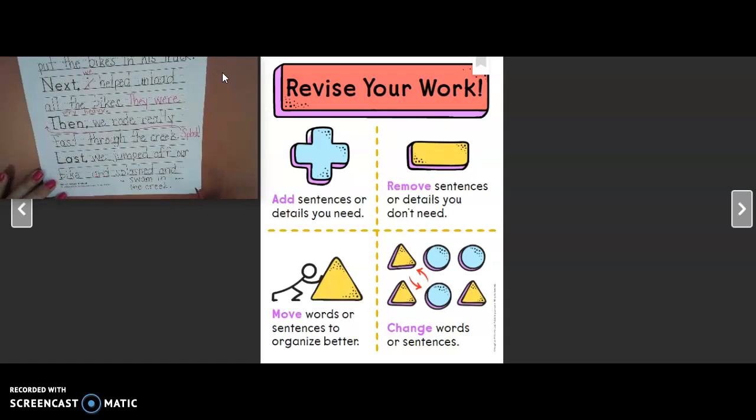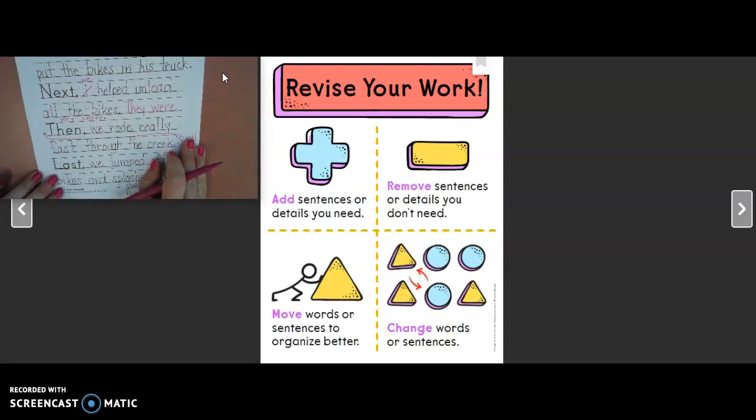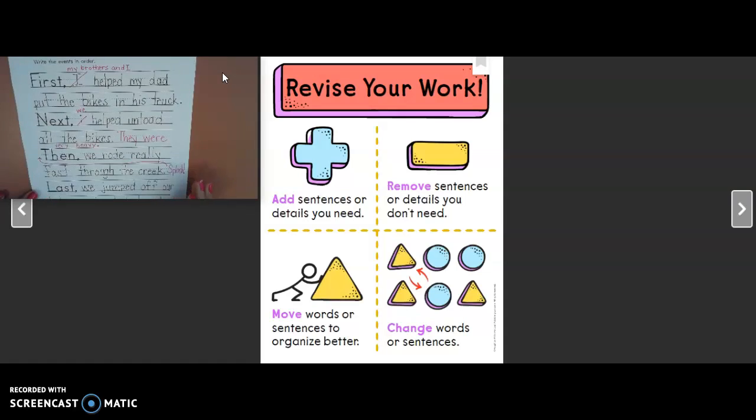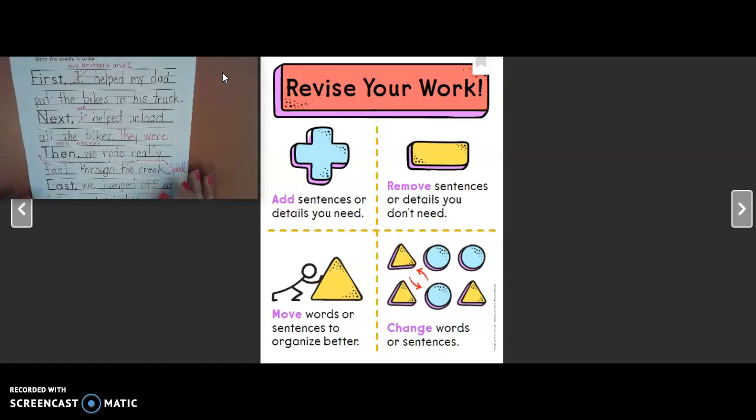Okay, last sentence. Last, we jumped off our bike and splashed and swam in the creek. Well, it's more than just one bike. I need to add an S to that bike. I'm going to add an S right there. Last, we jumped off our bikes and splashed and swam in the creek. Oh, I love my story already. I've added some things. I've taken away a few things. I've even moved around a couple of words so that it would make it better. This is what it means to revise your work.